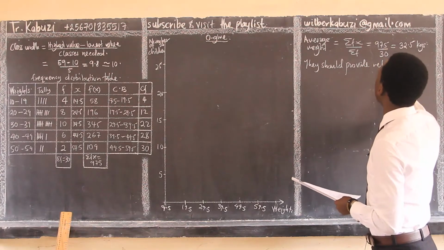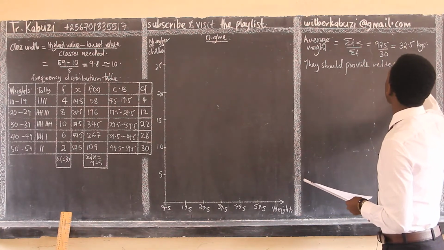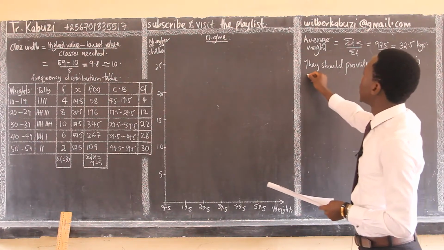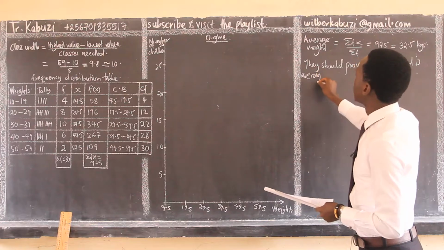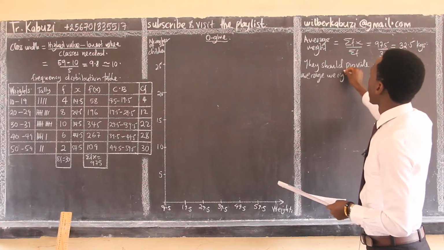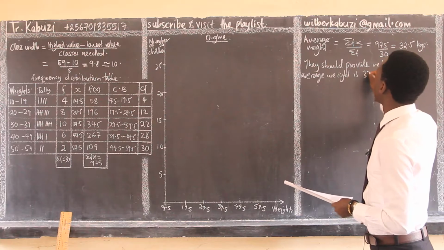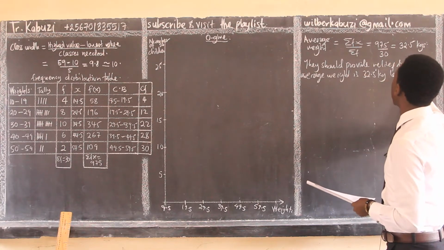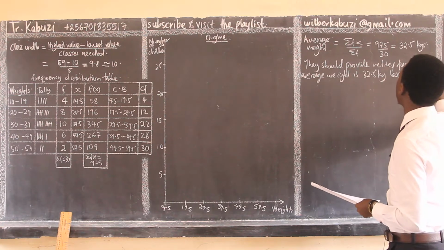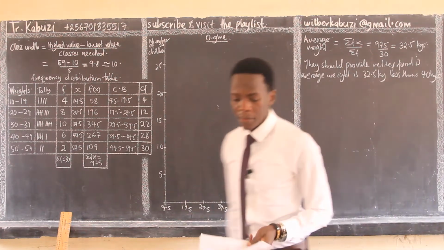relief fund, since the average weight is 32.5 kgs, less than 40. So there was a decision there to make: less than 40 kilograms.